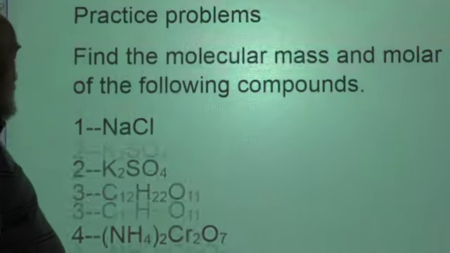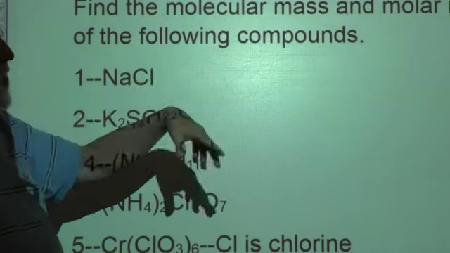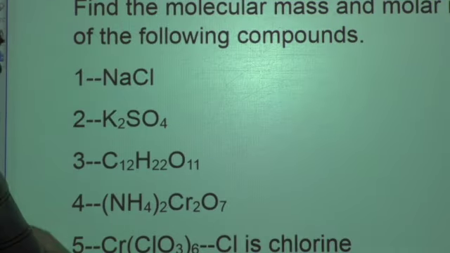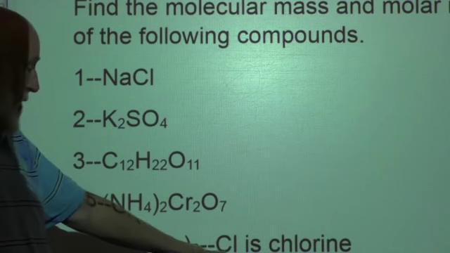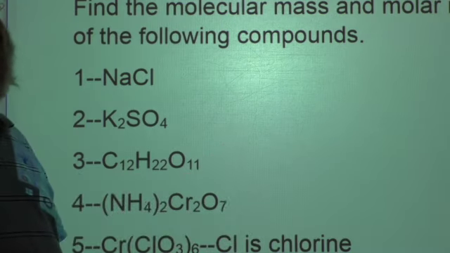Your homework, find the molecular mass in AMUs and the molar mass in grams of these 5 compounds. Note that this is not carbon and iodine, it is chlorine. So be careful of that. Okay? Good luck.